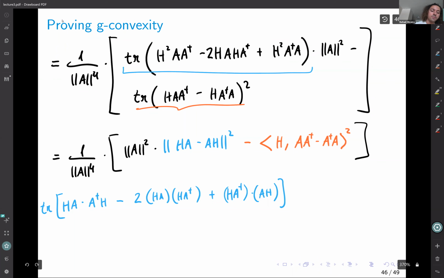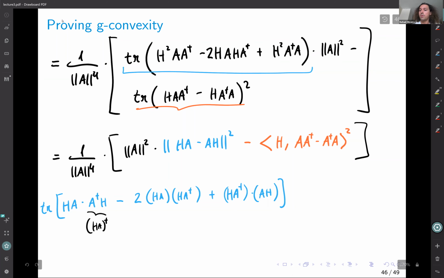Well, this first guy, I can replace this H dagger A as HA, the whole thing dagger. So, and then, let me think here. So I have H, so we have A dagger H. Did I get something wrong here? No, this is fine. Yeah, so we have A dagger H.